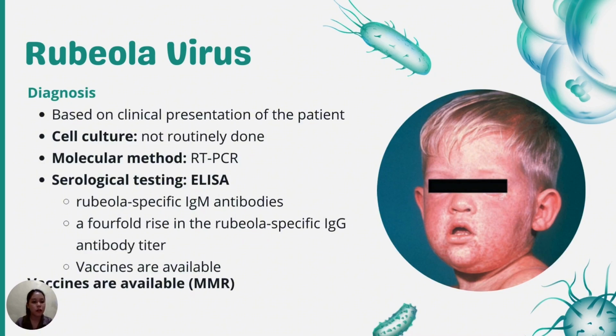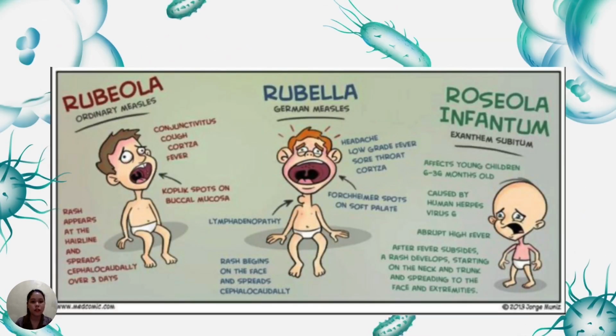Tapos next, we have here the vaccines. Kasama po siya sa MMR na measles, mumps, and rubella nga. Next. So here in this picture po, papakita lang po yung pinagkaiba ng rubella, tsaka nung Roseola infantum which are considered as child disease. So yun, kung mapapansin natin yung rubeola po, yun po yung first disease natin, ordinary measles. Then yung rubella naman, yung third disease natin, which is the German measles.